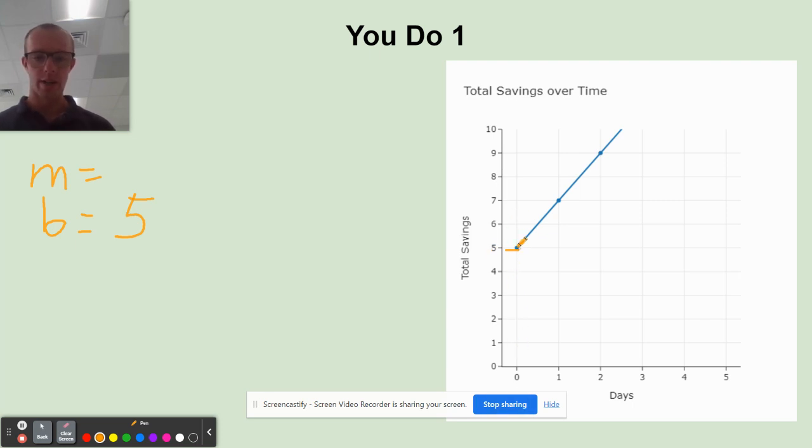Hopefully you're catching on to that. These graphs are a little weird because it really should be hitting right here, but they put 0 off here. So we're going to ignore that a little bit. Hopefully the other graphs are better formatted.